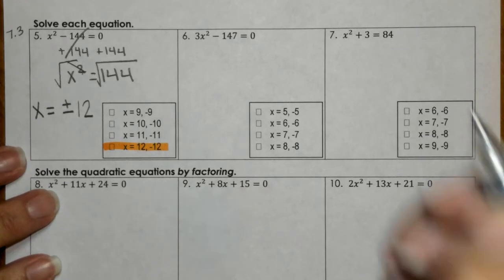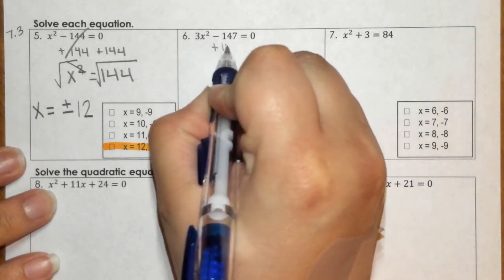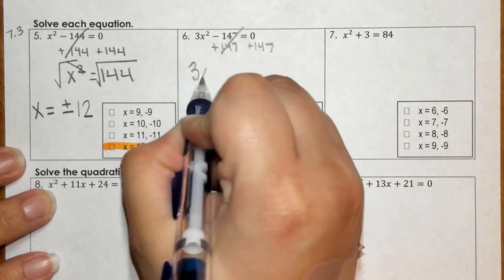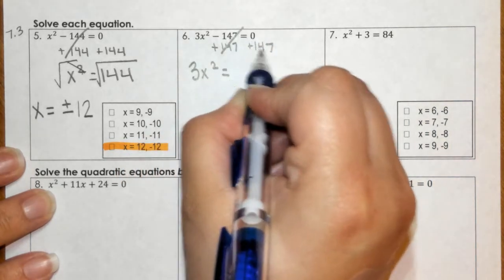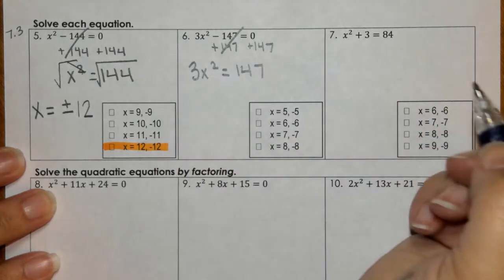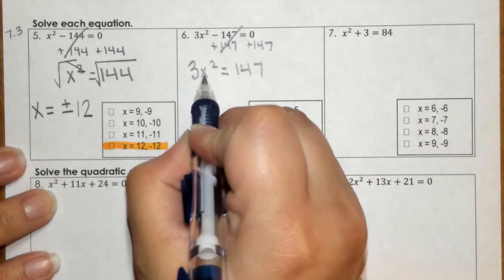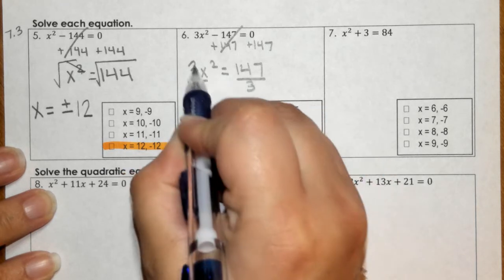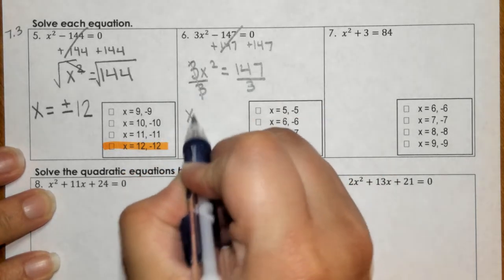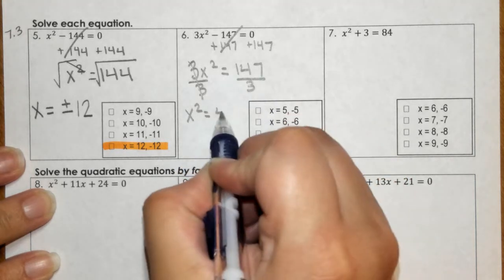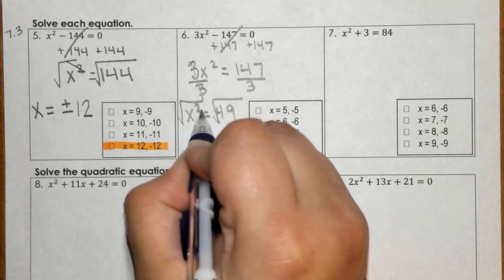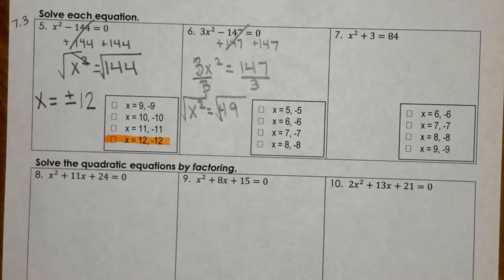Okay, and number 6, add or subtract. So we add 147. 3x squared equals 0 plus 147 is 147. Here we can divide because there is a number in front of x, which is 3. So this cancels out. We have x squared. Divide, we get 49. We square root both sides to get rid of the exponent too. And we get plus or minus 7.